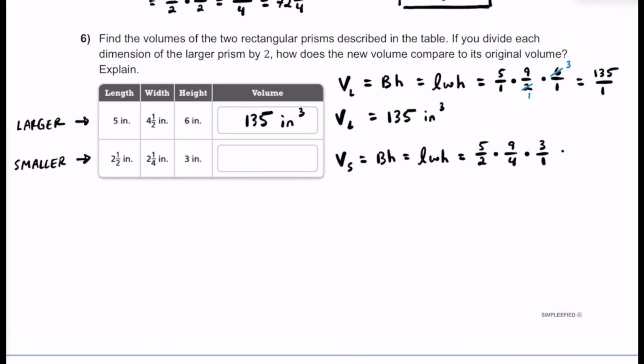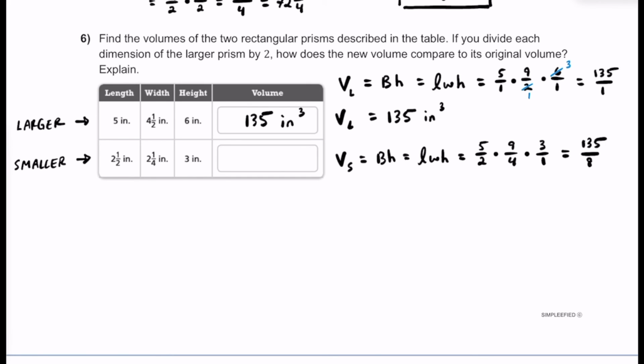I don't really see anything we can cancel out here, but if you multiply the denominators, this 2, 4, and 1, 2 times 4 is 8. 8 times 1 is still going to be 8. We're going to keep that on the bottom. And then for the numerator, well, we really just have the same 3 numbers that we had earlier, 5, 9, 3. So don't do that work again. It's just going to be 135.